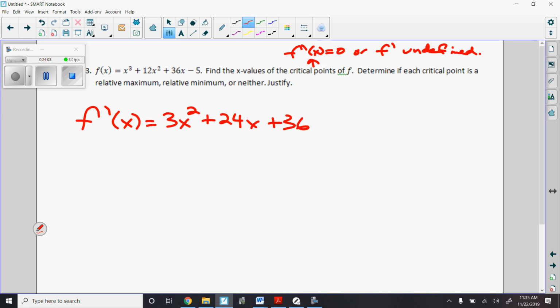And I want to set that equal to 0. Now, when I set this equal to 0, you're welcome to factor out a 3. Okay? Or you could divide by a 3. Okay? And the equation will remain true either way. I usually divide out the 3, so this time I'll show you what it looks like when we factor it out.